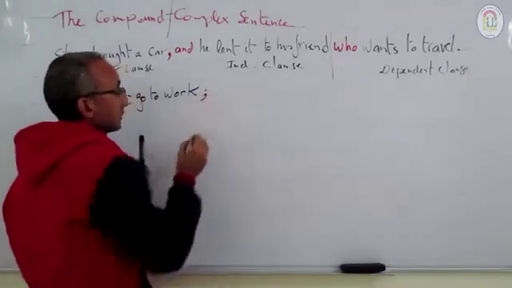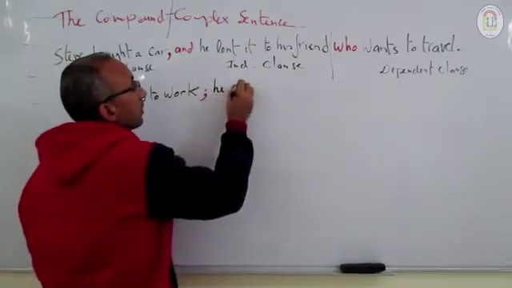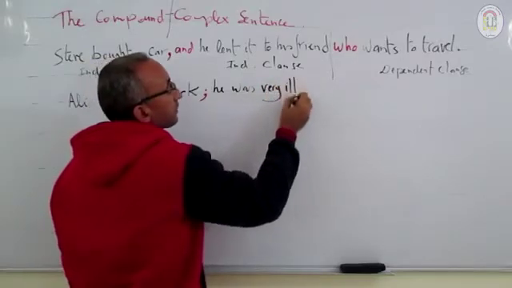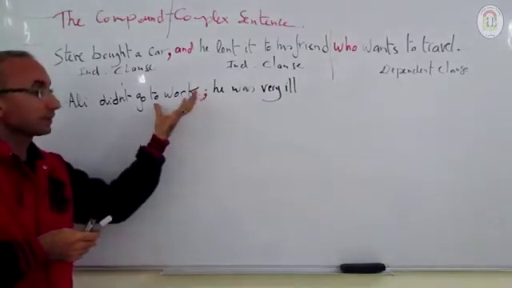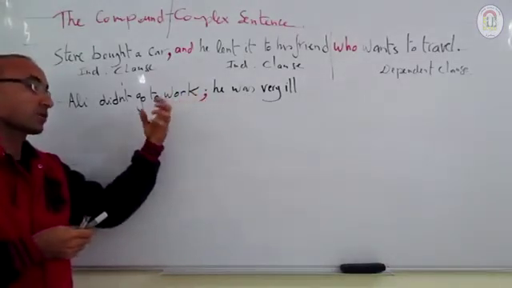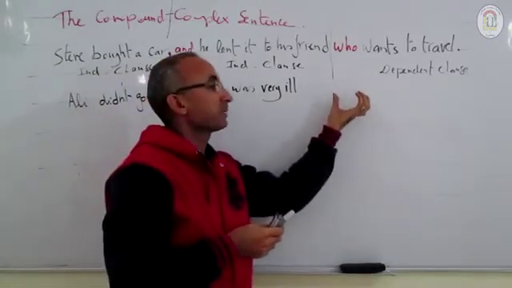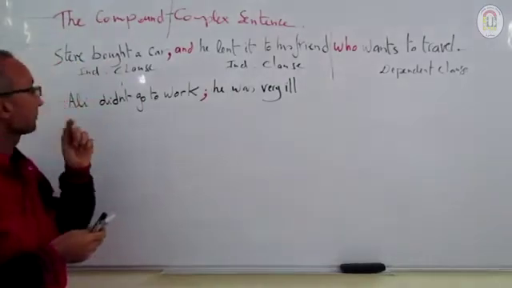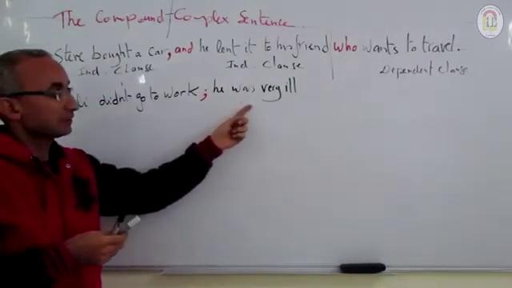Semicolon. He was very ill. Now, until now, we have written what? A compound sentence. If I want to turn it into a compound complex, I must add here what? Another dependent clause. Okay, he was ill. I didn't go to work. So he was ill.